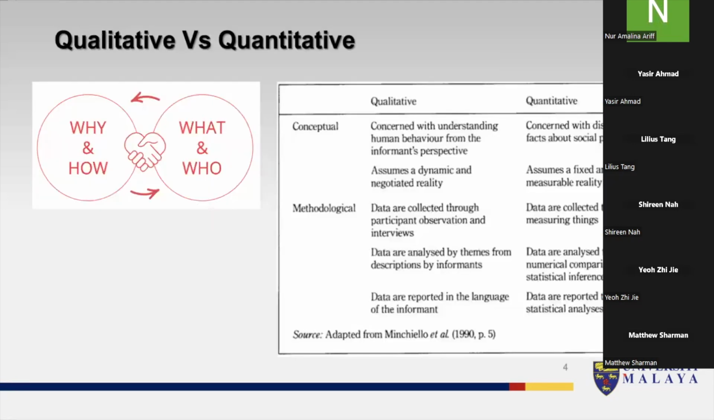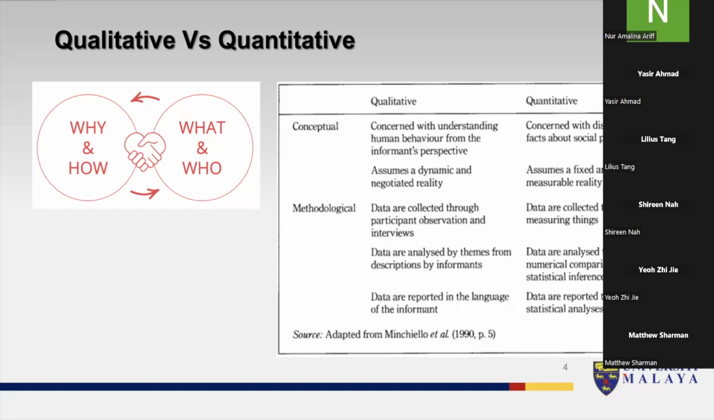So what are the key differences between qualitative and quantitative? Qualitative usually tries to understand the why and how, sometimes also the what. And quantitative usually tries to understand what and who. In terms of concept, qualitative aims to understand human behavior from the perspective of the informants, and the reality is assumed to be dynamic and negotiated. Quantitative aims to discover the facts about social phenomena, and it believes that reality is fixed and measurable. That's why it controls your variables.